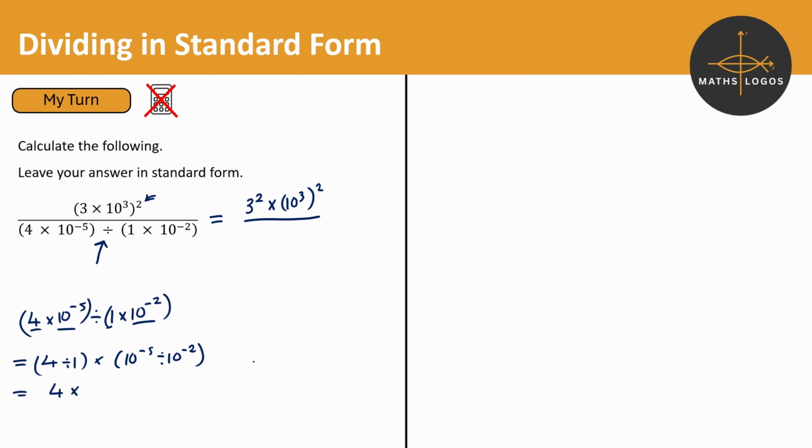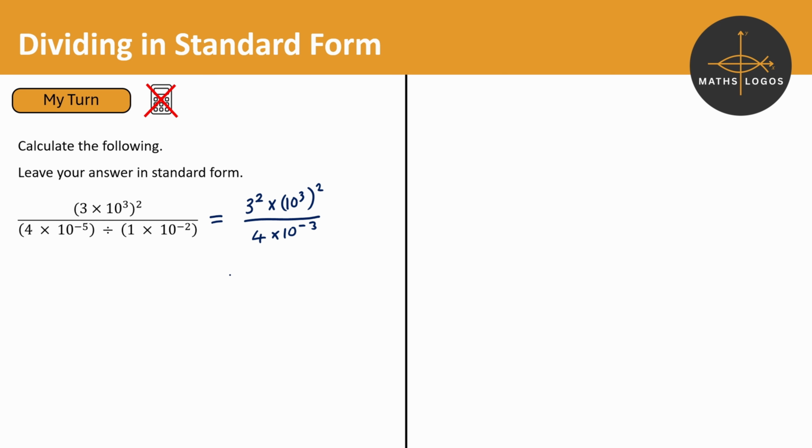I need to subtract my indices. I'm doing negative 5 subtract negative 2, which is equivalent to negative 5 add 2, which is equivalent to negative 3. So 10 to the negative 3 is the result of that. Now I know that that's what this denominator works out as. I can write it over here, 4 multiplied by 10 to the negative 3. Let's get rid of this and then we'll go from there.